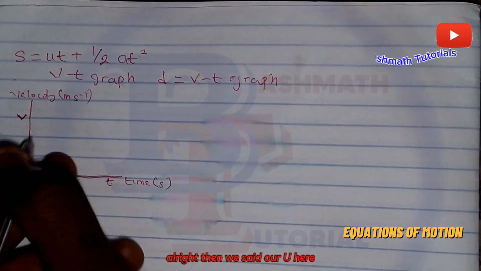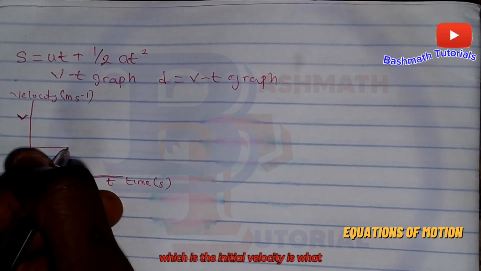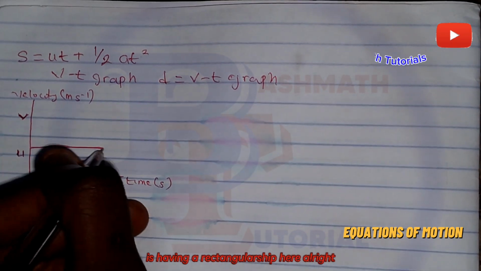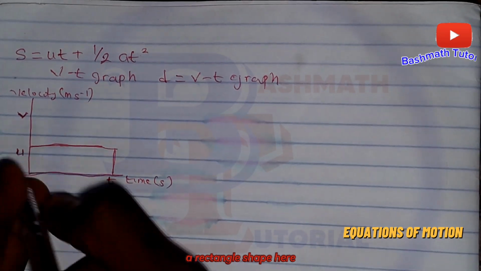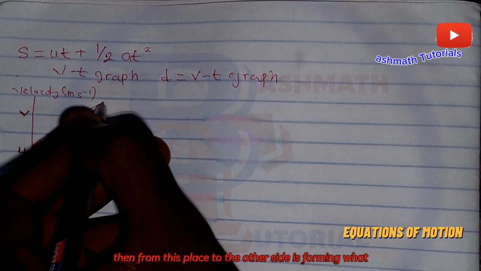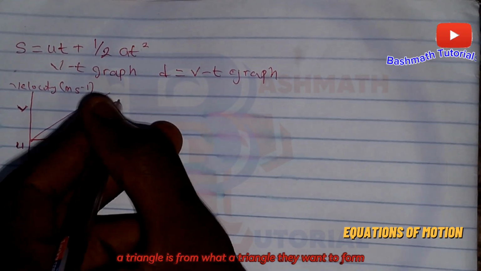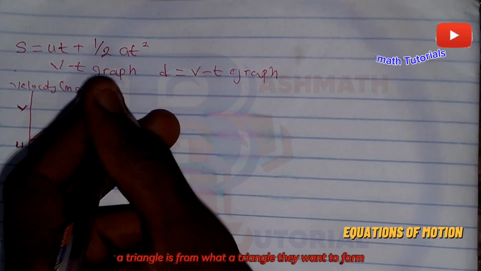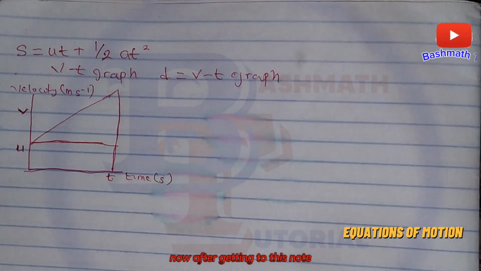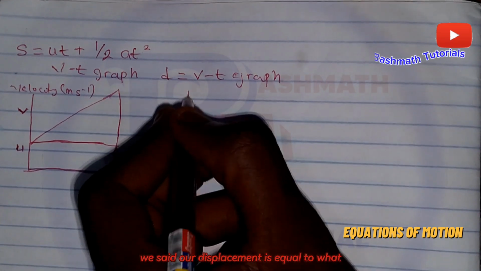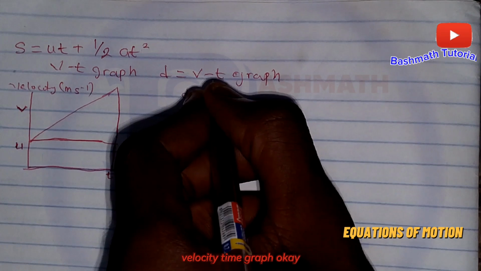Then our u here, which is the initial velocity, gives a rectangular shape. Then from this place to the other side is forming a triangle. You want to derive this formula from this. After getting to this, note we said our displacement is equal to the area under the velocity time graph.